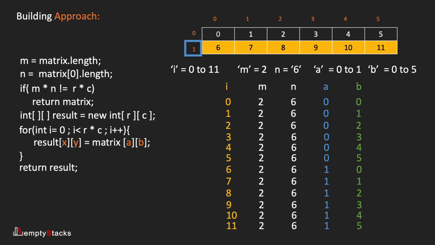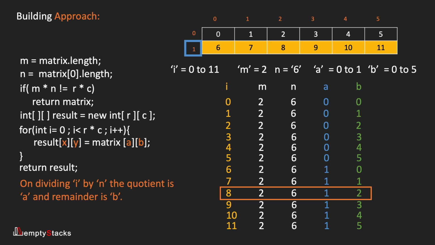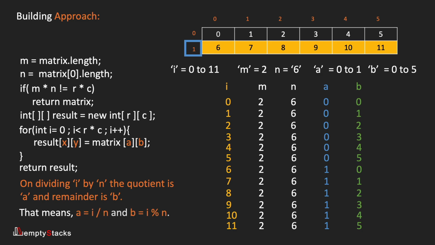If you look closely, if we divide i by n, the quotient we get is basically a and the remainder is b. For example, if you divide i equals 8 by n, which equals 6, you will get a quotient of 1 and a remainder of 2, and that is exactly the value of a and b. You can check this for any value of i. So we can write a equals i divided by n and b equals i mod n.